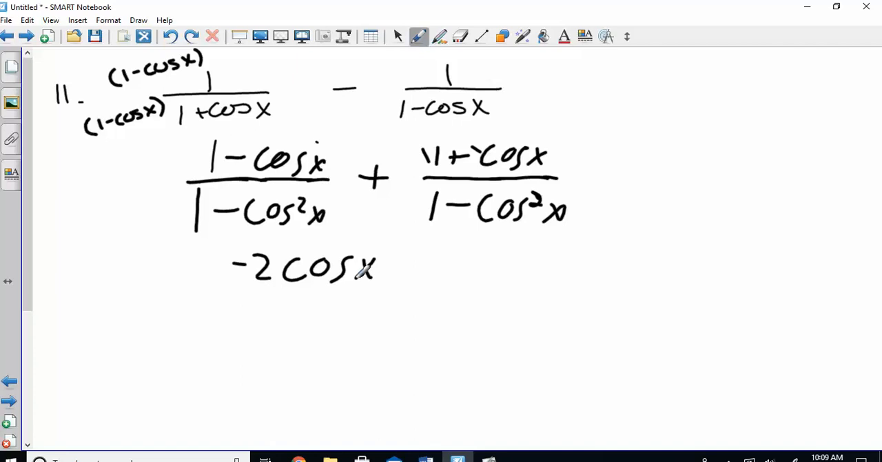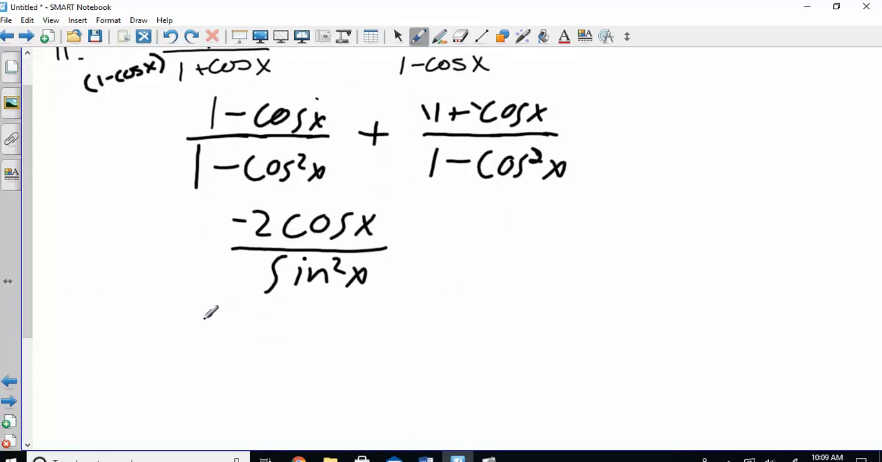Over 1 minus cosine squared, what is that? Let's see. Sine squared x. When you distribute, are you making the top and the bottom? Just the top. One final step we're going to do. It's something we have not done before.